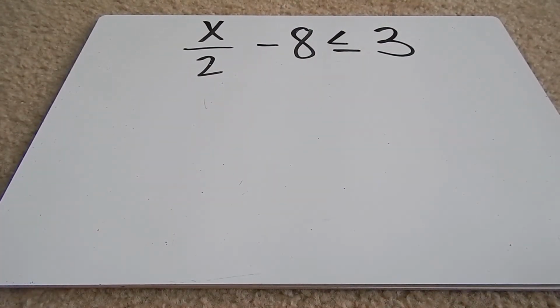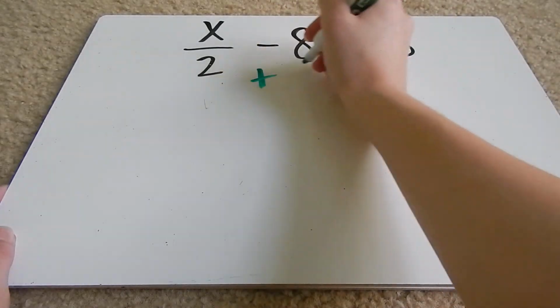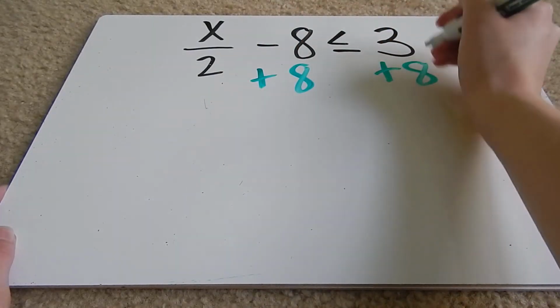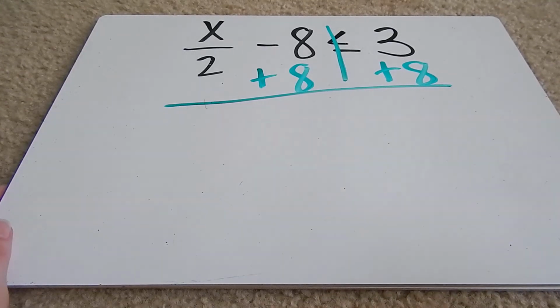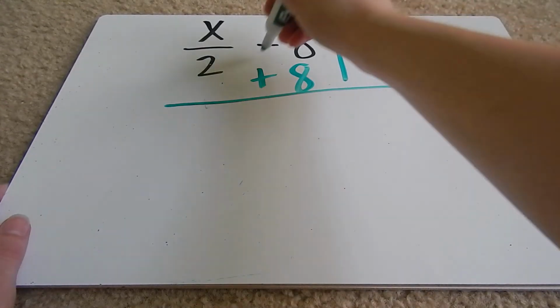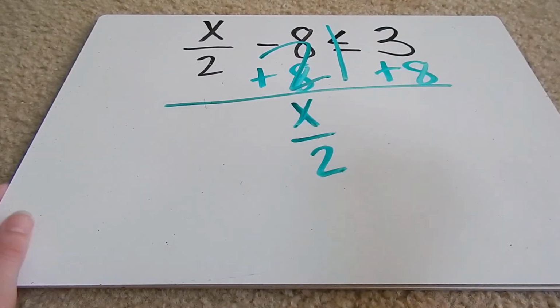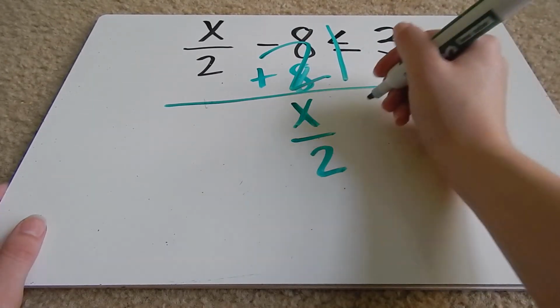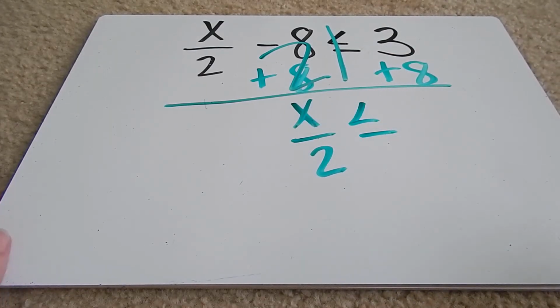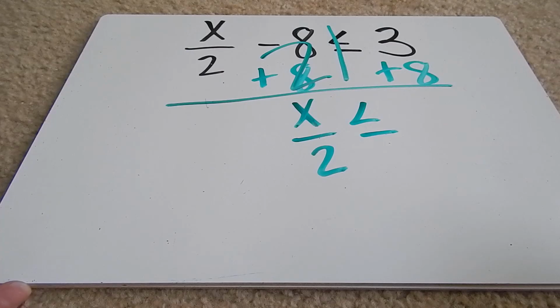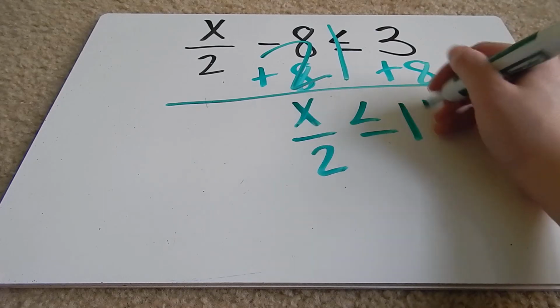In my last example, I have both division and subtraction. So the first thing to undo is the subtraction. I'm going to do the inverse, which is addition. Add 8 to both sides. My 8's are going to zero out. So on the left-hand side, I have x divided by 2. Bring down my inequality symbol, less than or equal to, since I did not divide by a negative number or multiply. And 8 plus 3 is 11.